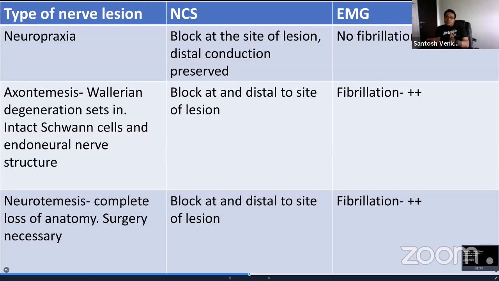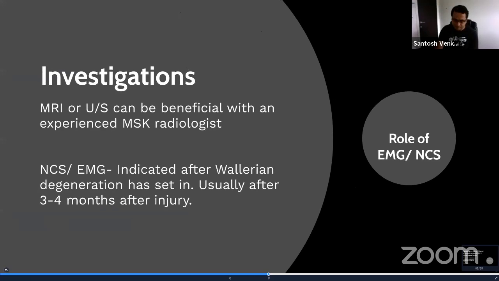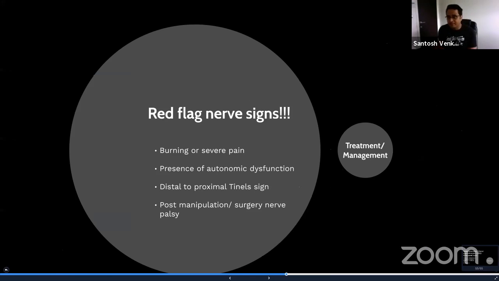The significance of neurotmesis is where there is severance or complete loss of anatomy, and in those situations, it's not likely that the nerve will recover on its own and tends to need some kind of surgical intervention. And we'll talk about what the surgical intervention is in the next slide.